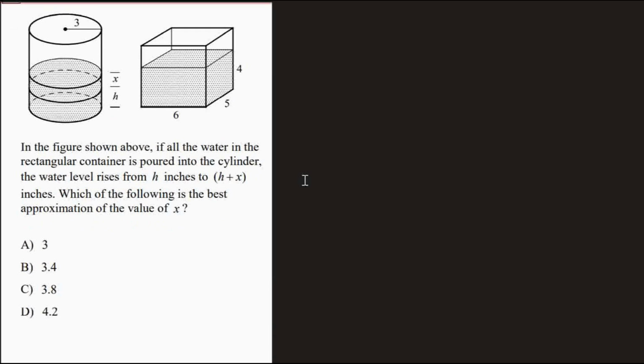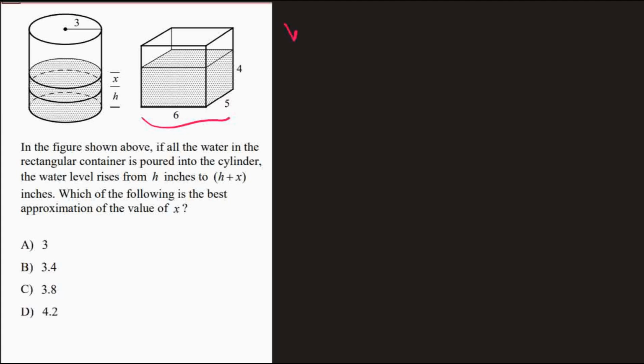Let's see this question. In the figure shown above, if all the water in the rectangular container is poured into the cylinder, the water level rises from h inches to h plus x inches, here to here. Which of the following is the best approximation of the value of x? To solve this question, we have to count the volume of water in the rectangular container, this one.